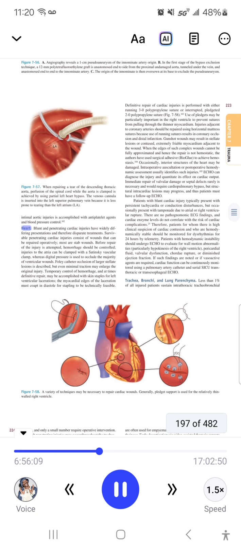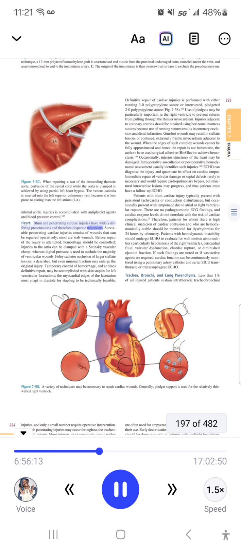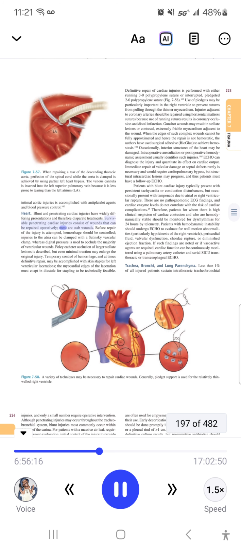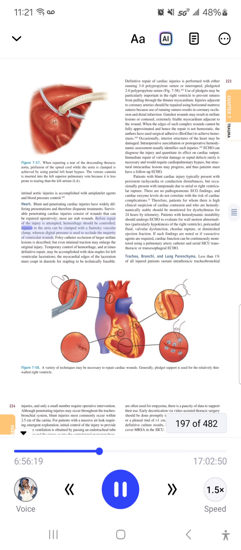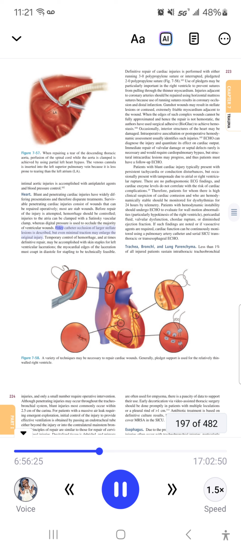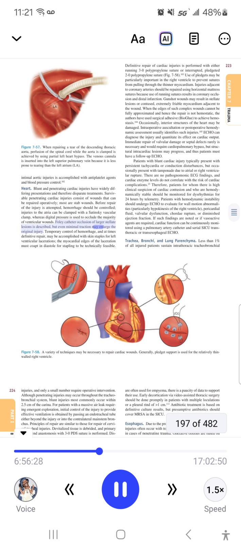Blunt and penetrating cardiac injuries have widely differing presentations and therefore disparate treatments. Survivable penetrating cardiac injuries consist of wounds that can be repaired operatively. Most are stab wounds. Before repair of the injury is attempted, hemorrhage should be controlled. Injuries to the atria can be clamped with a Satinsky vascular clamp, whereas digital pressure is used to occlude the majority of ventricular wounds. Foley catheter occlusion of larger stellate lesions is described, but even minimal traction may enlarge the original injury.